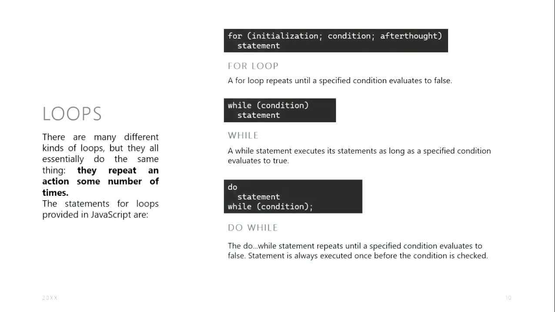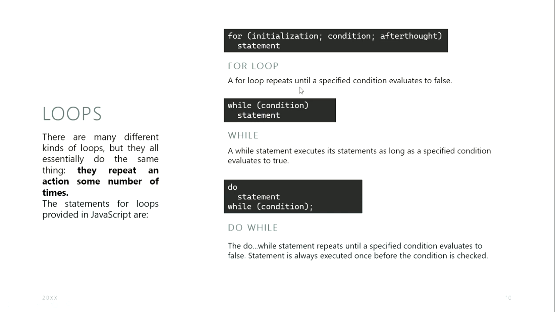Next, talking about loops. There are many different kinds of loops, but they all essentially do the same thing. They repeat an action some number of times. We have three types of loop: for loop, while loop and do while loop. We use a loop when we need to iterate, that is, execute a statement or repeat an action a number of times.